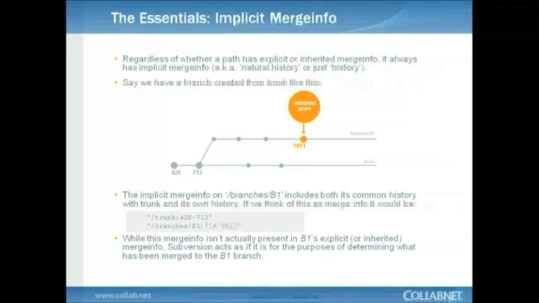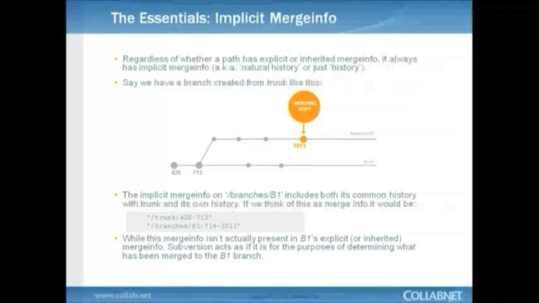Now, in this example we have a trunk line of development created in revision 420. Trunk at revision 713 was copied to create a new branch, B1, at revision 714. Now, if we check out that branch at revision 1011, we're going to assume work has continued on both trunk and branch here. The implicit merge info of B1 is a combination of its own history and that it shares in common with its ancestor trunk.